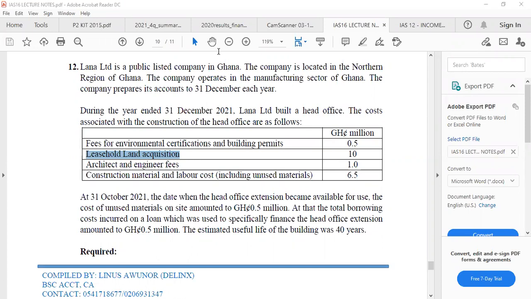Please, if you were to consider the land to be leased for 40 years, what would have happened to the other items? Like, how are we going to treat depreciation for the rest, the building, the architect and construction? You just divide the total 18 by 40 and multiply the answer by 2/12. That's all. Because the land will also be considered to have 40 years. Are you okay?